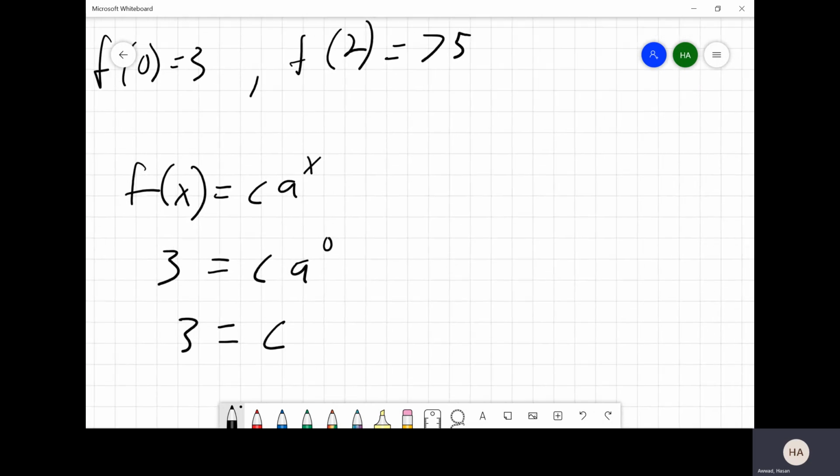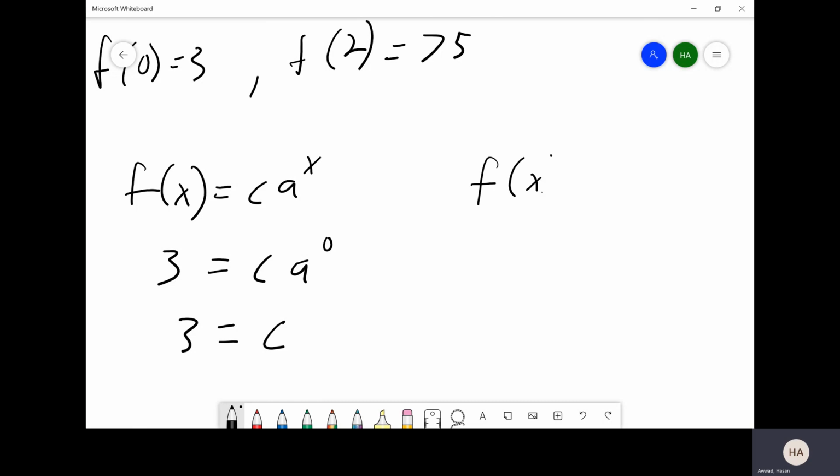So now we come over here and we set this up again. f of x is equal to c times a to the x. We use our other piece of information here. So my output is 75 and my input is 2. But this time we know what c is, right? c is 3. So we have 3 times a squared. My input is 2, which means my x is 2, so I'm raising a to the second power. Okay, so now I just need to solve for a.